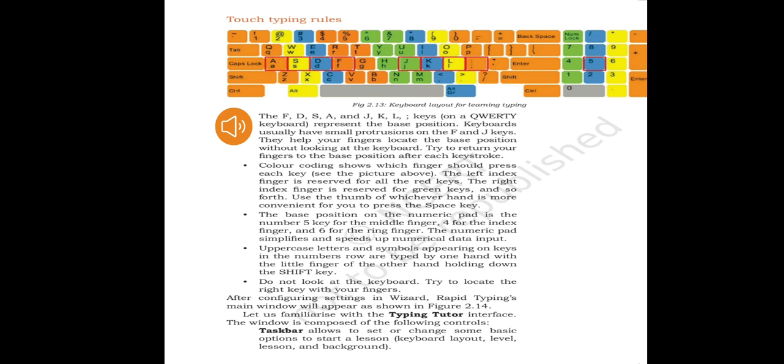The base position on the numeric keypad is the number 5 key for the middle finger, 4 for the index finger and 6 for the ring finger. The numeric pad simplifies and speeds up numerical data input. Uppercase letters and symbols appearing on the keys in the number rows are typed by one hand with the little finger of the other hand holding down the shift key. Do not look at the keyboard. Try to locate the right key with your finger. Then after configuring settings in the Wizard, the Rapid Typing main window will appear as shown in figure 2.14.